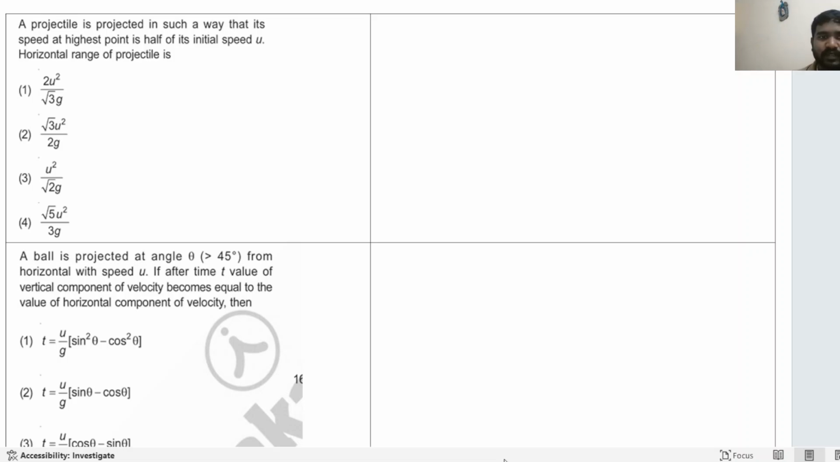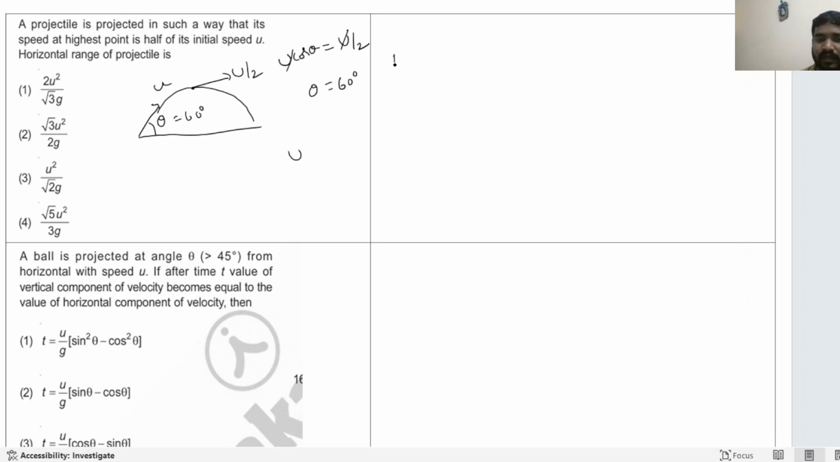Projectile is fired in such a way that its speed at the highest point is half its initial speed. Find the horizontal range of the projectile. See, they are given a projectile motion having initial velocity u, making an angle theta, and at the highest point the speed is u divided by 2. So u cos theta equals u divided by 2. Therefore, theta should be 60 degrees. So the angle of projection theta equals 60 degrees.